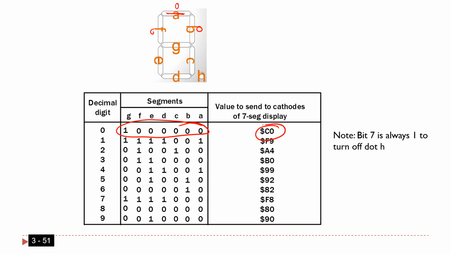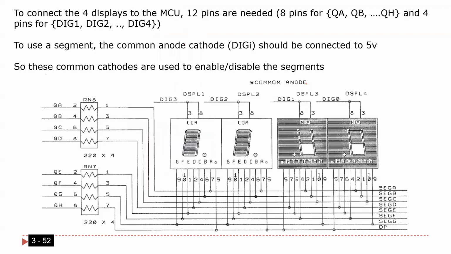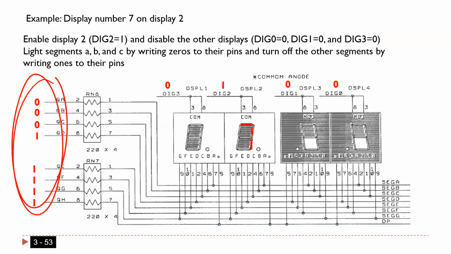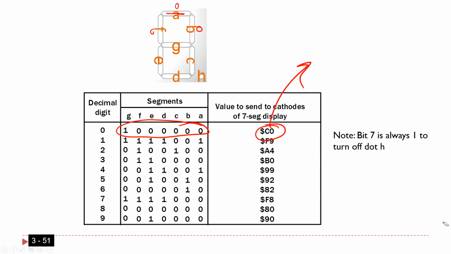You understand what I'm saying? Because this code is going to turn all the segments on except G. Okay, guys? So this is the code you have to send here, because this is A, B, C, D, and so on. Same thing for other numbers.